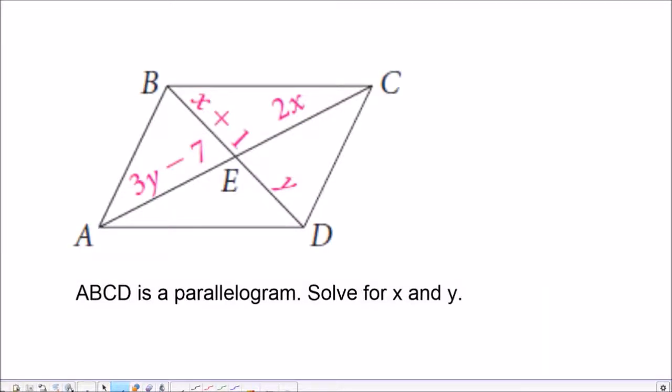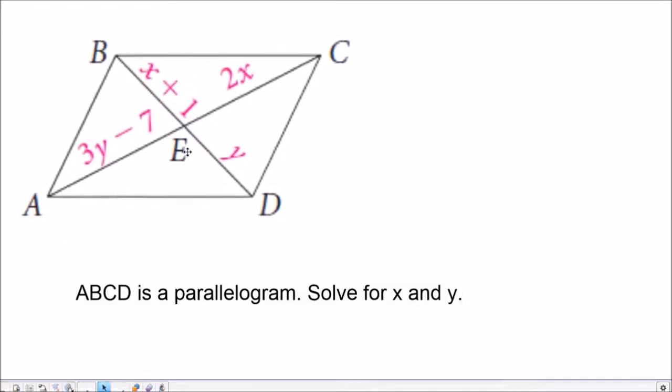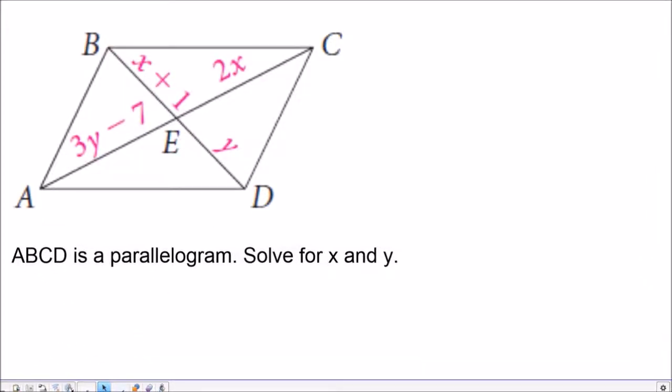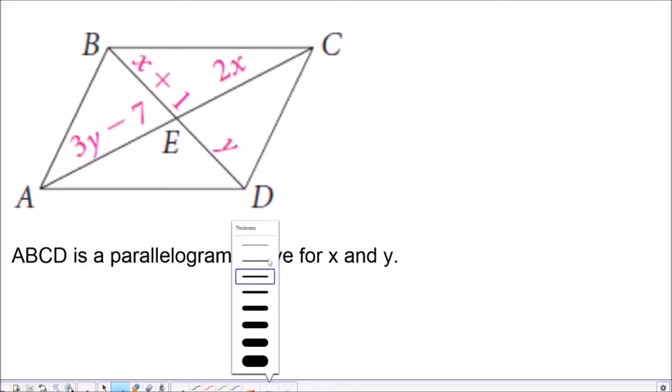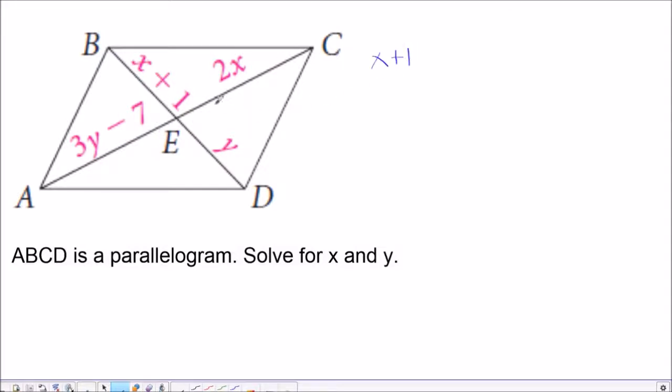Now let's apply that learning to this. Okay, go ahead and pause the video, get your picture. All right, so let's start finding things that are equal. Like for example, I'm going to start with x plus 1. Okay, x plus 1 goes from B to E.